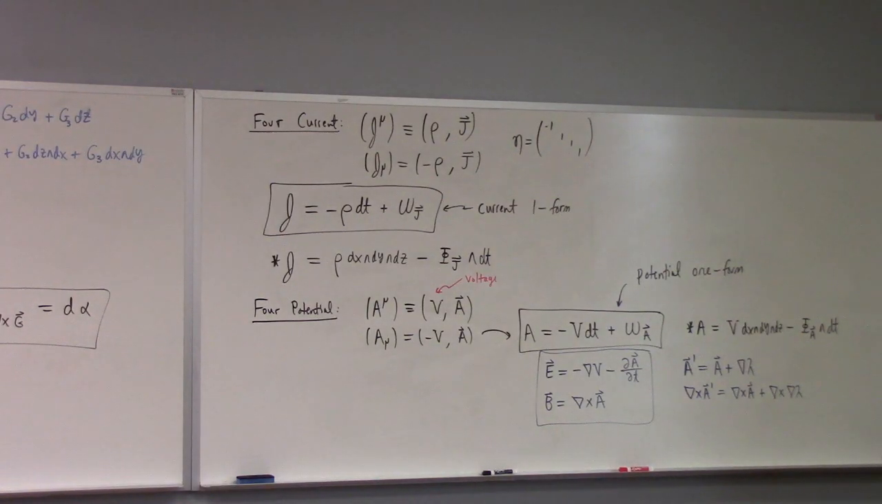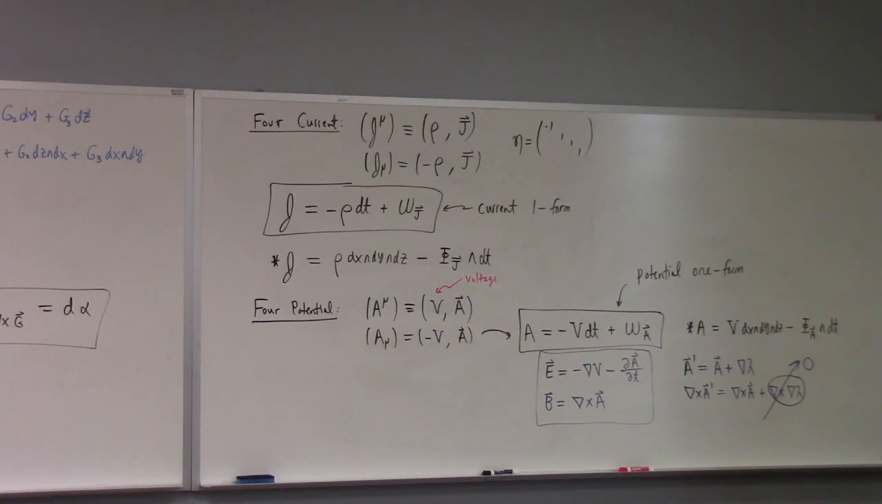What's the curl of a gradient? Are we over here? Okay, cool. Search your heart and realize this is 0. Which means that A prime and A both would calculate the same magnetic field.